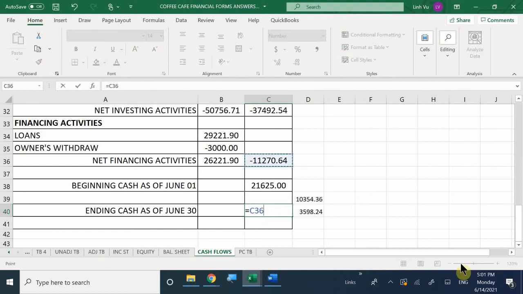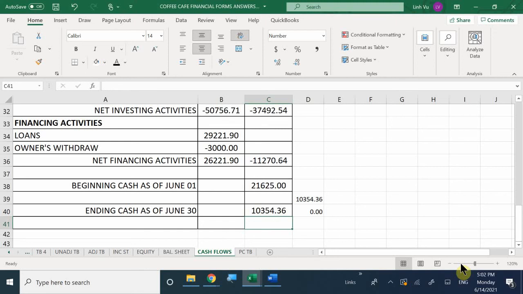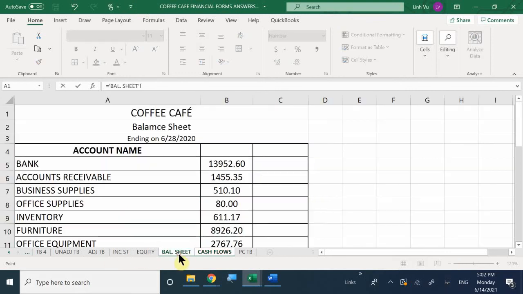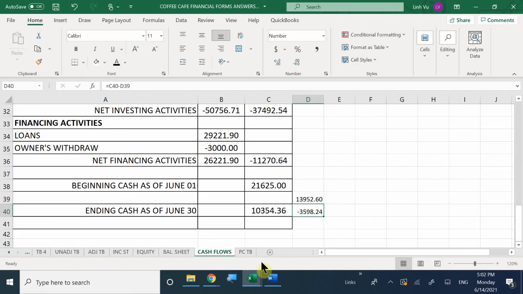Okay, so let's go ahead and put that together. So this is what you're supposed to have, right? Because it says right here, what's the cash flow as of June 30th? What's the cash that you have in your bank account right now? We're supposed to have only $10,354, right? But in our books, we've already calculated that in my balance sheet, I have a total of $13,952. So here, my discrepancy between those two numbers is $3,598, and I don't know where it went. All right?